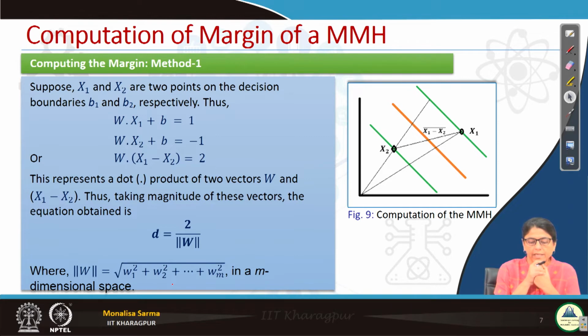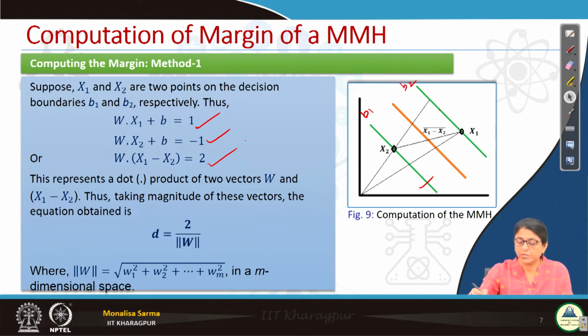say suppose x1 and x2 are two points on the distant boundaries. Say this is B1, say this is B2, or the reverse. So x1 and x2 are two points on the boundaries B1 and B2 respectively. Thus I can write Wx1 + b = 1 if it is on this boundary, and if it is on this boundary, then I can write Wx2 + b = -1. If I take both together, I'll get W · (x1 - x2) = 2, isn't it?